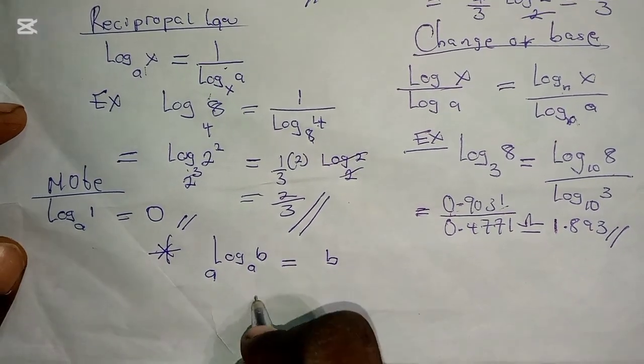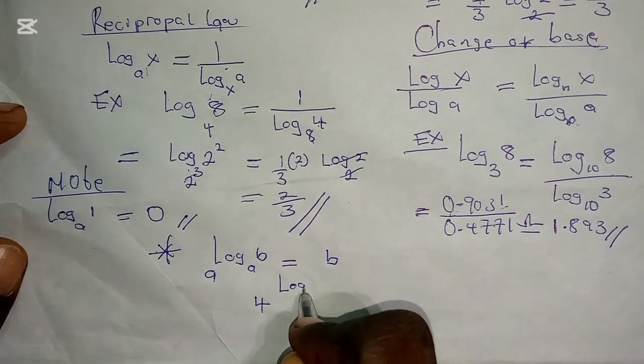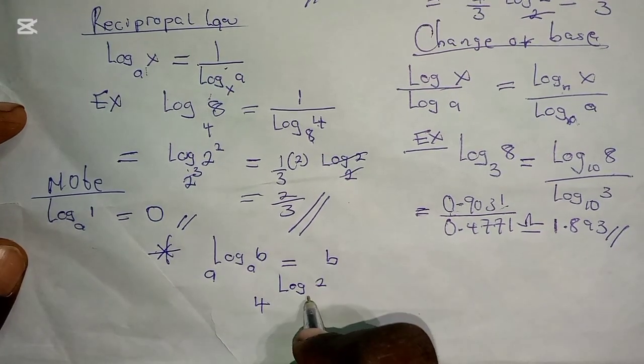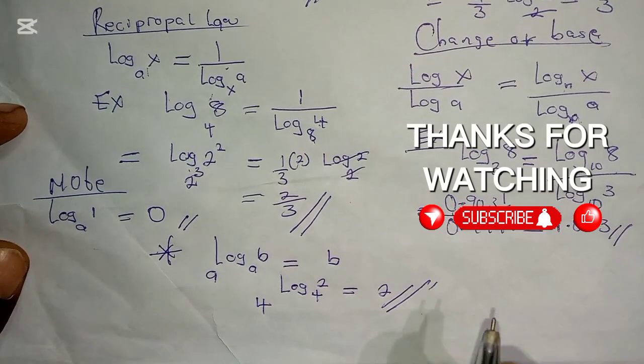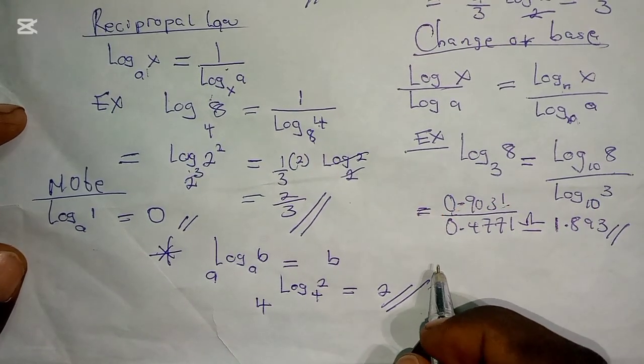For instance, you have 4 raised to the power of log 2 with the base 4. This is equal to 2. So know this. And we are through with laws of logarithm.